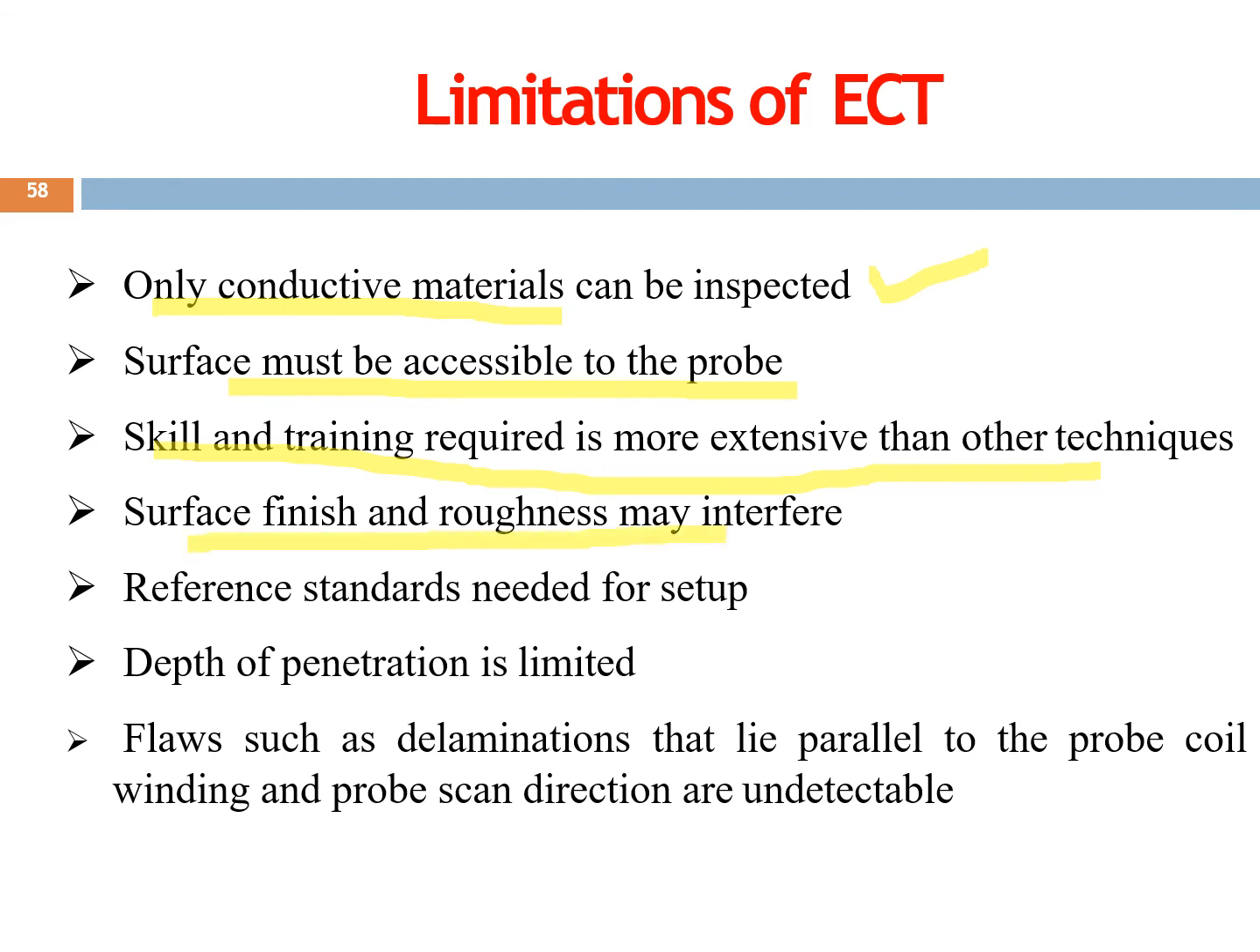The surface finish and roughness may interfere, right? The surface finish and roughness may play a factor in this method. Reference standards are needed for setup. The depth of penetration is limited because the current is exponentially decreasing. Flaws such as delamination that lie parallel to the probe coil or the probe scan direction are undetectable. That is, you have certain delaminations that are parallel to the probe coil. So parallel to the probe coil, we cannot find them. They are undetectable. These are actually the main limitations.